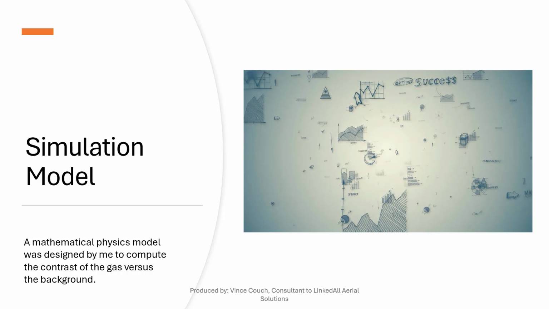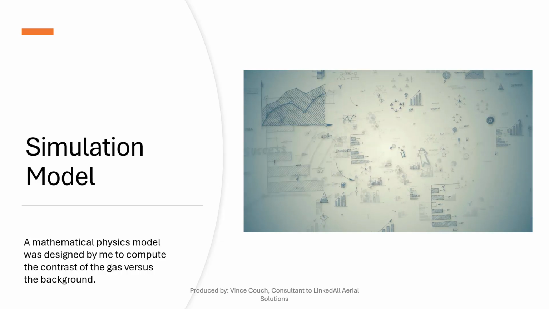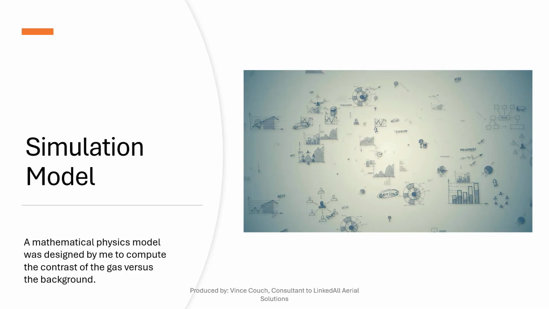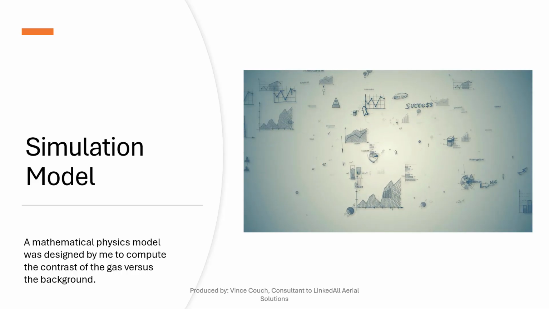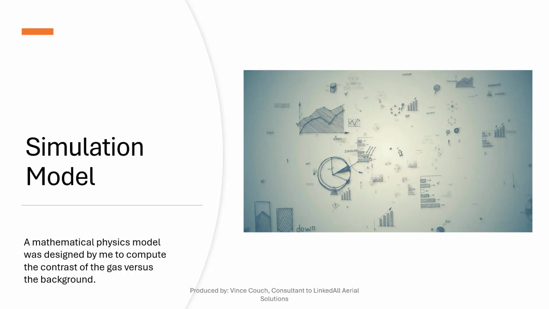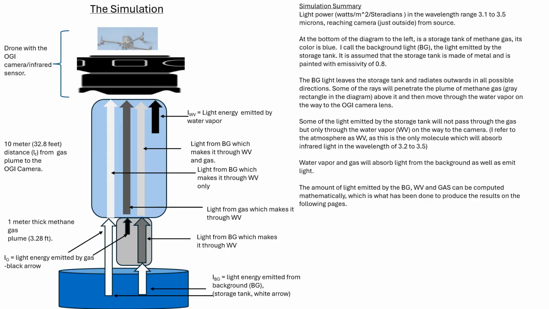Simulation model. So I built a mathematical physics model to model an OGI camera and its environment, and that's what these next several slides are about. Okay, so here is what I modeled. Down here, I've got a storage tank of methane gas, colored blue. And I call this the background light. So light is coming off this tank, BG. The emittance, I'm assuming to be 0.8.